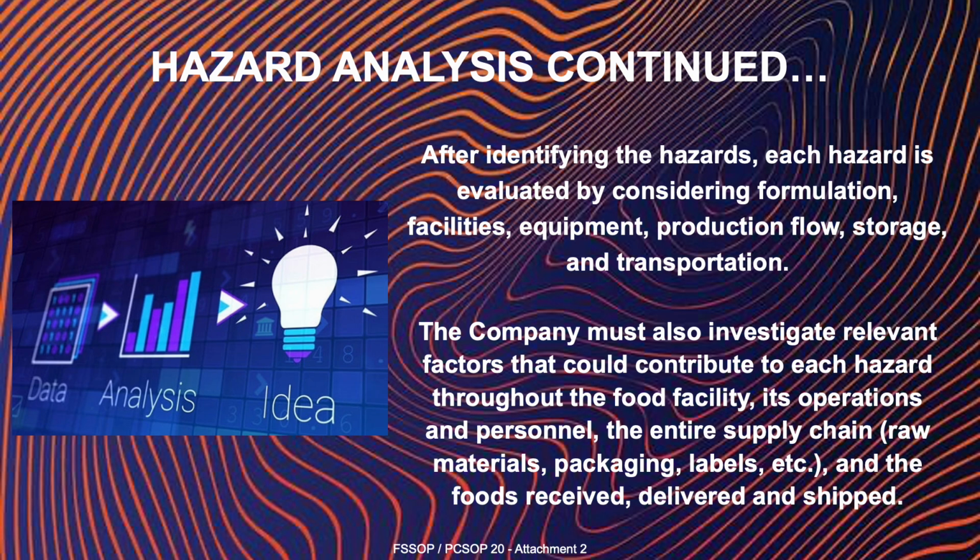Hazard analysis continued. After identifying the hazards, each hazard is evaluated by considering formulation, facilities, equipment, production flow, storage, and transportation. The company must also investigate relevant factors that could contribute to each hazard throughout the food facility, its operations and personnel, the entire supply chain, raw materials, packaging, labels, etc., and the foods received, delivered and shipped.